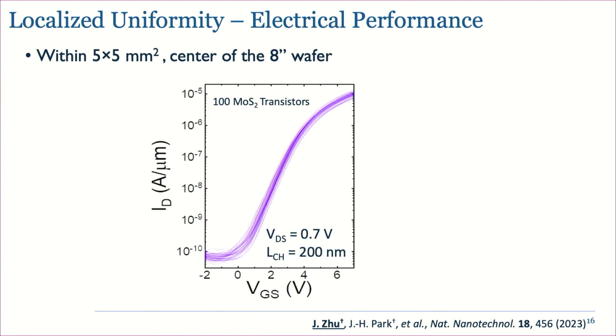And it turns out that that's what happened. So this is a measurement of 100 MoS2 transistors on the 8-inch wafer, showing very good uniform performance. So that's sort of what we've reported previously, and then a little bit about what we've been working on recently.